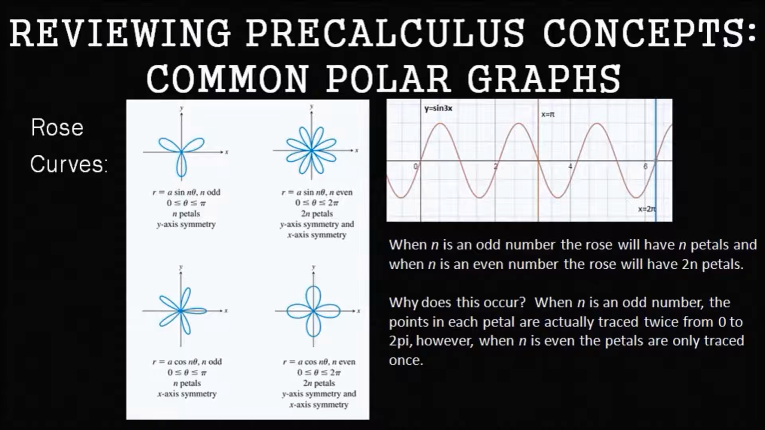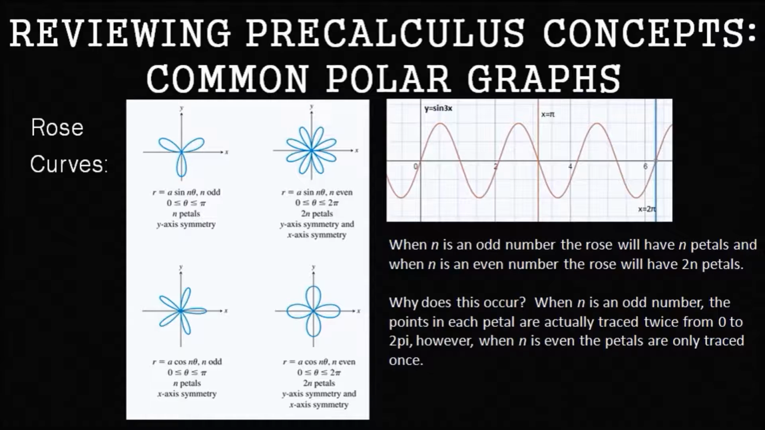These polar graphs are called rose curves. Graphs of the form r equals a sine n theta, where n is odd, have n petals and y-axis symmetry, while rose curves of the form r equals a sine n theta with n being even have 2n petals and y-axis symmetry and x-axis symmetry.